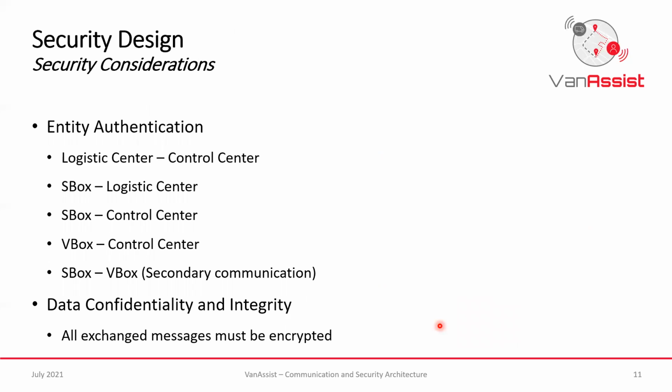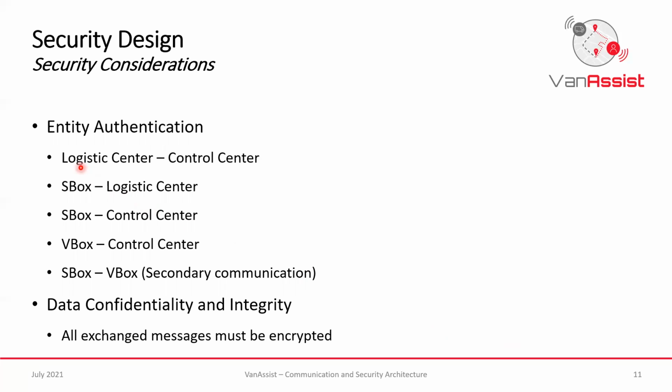So for the WAN Assist project, there are some security considerations that should be considered. First and most important is entity authentication. Access by unauthorized users should be prohibited. We have several points where this entity authentication should be implemented.